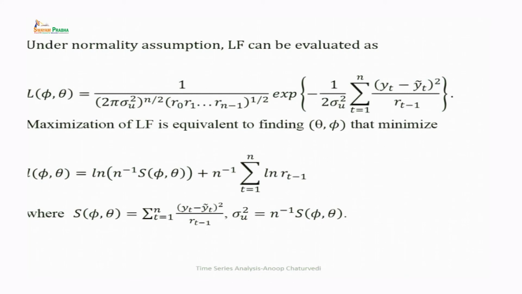Then under the assumption of normality, you can compute the likelihood function using this expression. And here R_1, and so on up to R_{n-1}, are the sample autocorrelations. Then we maximize the likelihood function with respect to phi and theta, which is equivalent to maximizing the log likelihood function. So, we maximize this function with respect to phi and theta to obtain the maximum likelihood estimators of phi and theta.